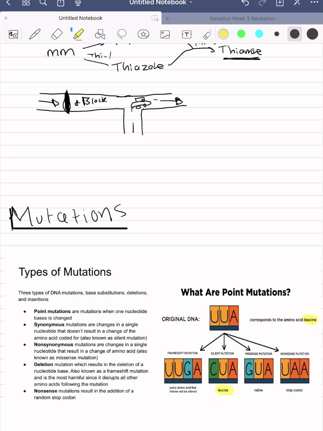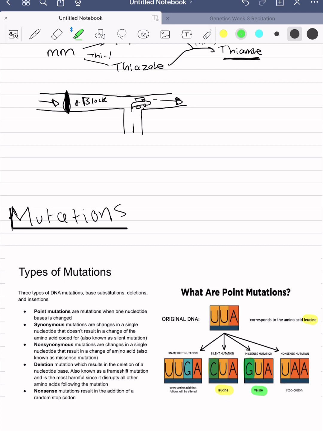Now, there are also non-synonymous mutations, which are changes in a single nucleotide that result in a change of the amino acid. So here, we see that in the other example, if it was changed to a G, that would produce a different amino acid in total. So that would be a non-synonymous mutation.